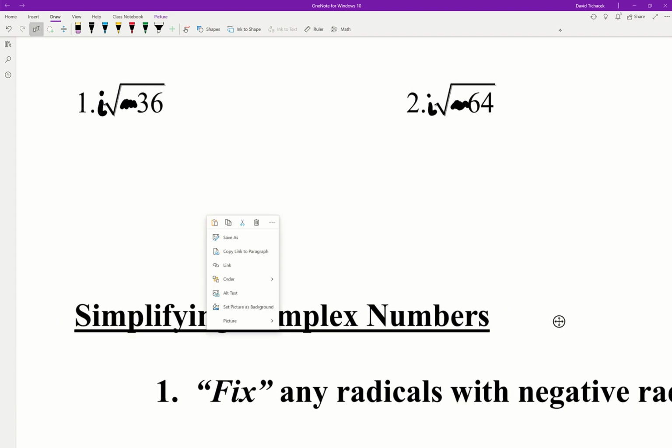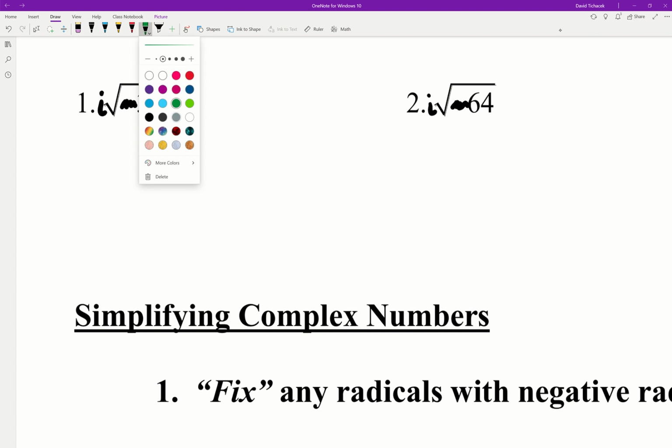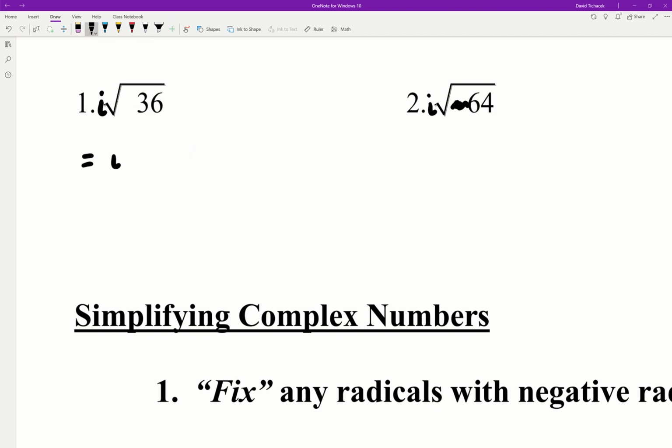Because when you scratch out that negative, what I mean to say is that we're trying to take a look at this number under the square root as a positive number. So the square root of positive 36 is how we're looking at this. So that's going to be i times whatever the square root of 36 is, and of course that is 6. And we would typically write that as 6i. Okay, so that's going to be our solution for the square root of -36.